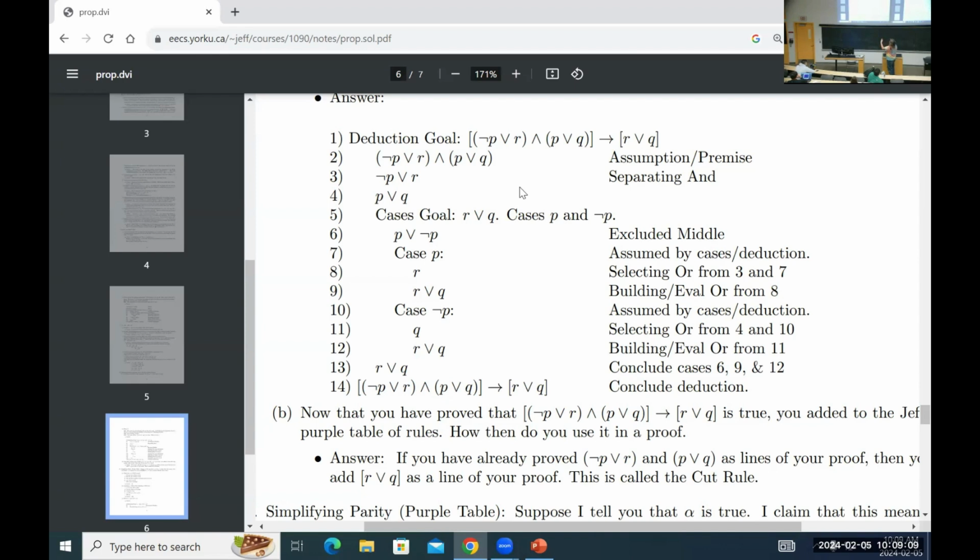It says we have an and. So how can we use an and? It's sort of a big complex structure, which we're not going to be able to use to get to 13 by itself. So you look in the purple table under and, and it says, if you got an and that you want to use, maybe you should separate it into 2 separate things. So line 3 and 4 separates out the and into 2 statements.